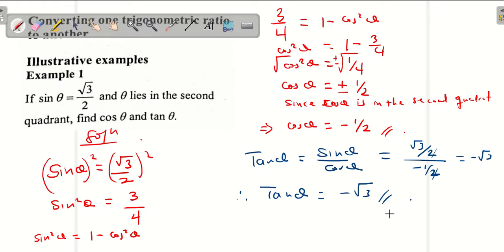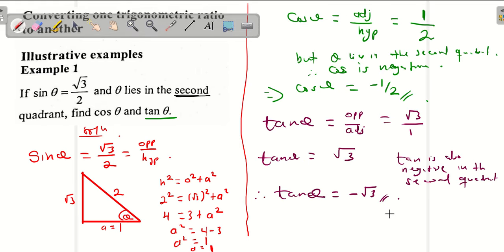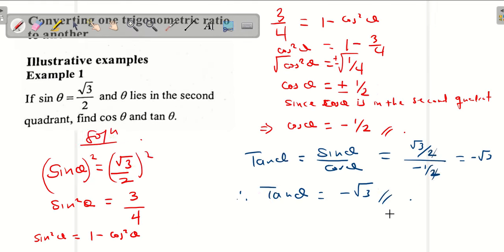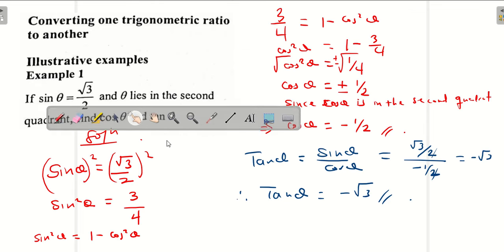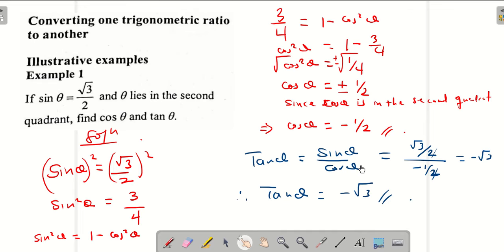So there are two ways of solving it. Either you use this approach or you use this approach. Any of them is correct. Now let's move on to the next example.